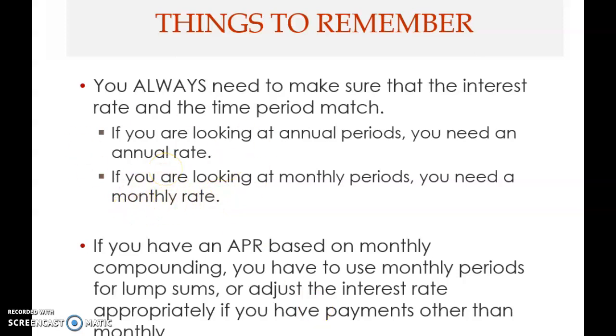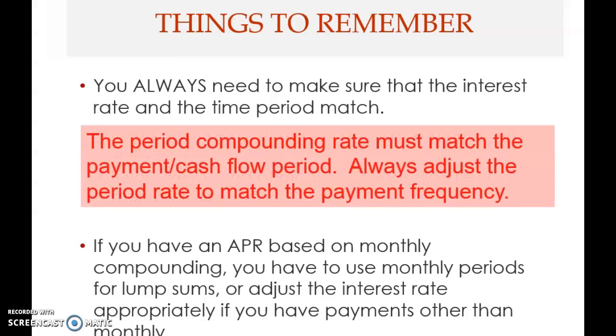But the thing that you need to note here is the period compounding rate must match the payment or cash flow period. Always adjust the period rate to match the payment frequency, because you cannot adjust the payment frequency, but you can adjust the period rate. Okay, this period rate must match this. So the payment frequency will determine the period rate. So the equivalent period rate. So we'll look at some example a bit later. So this is important to adjust when you are faced with such a problem.